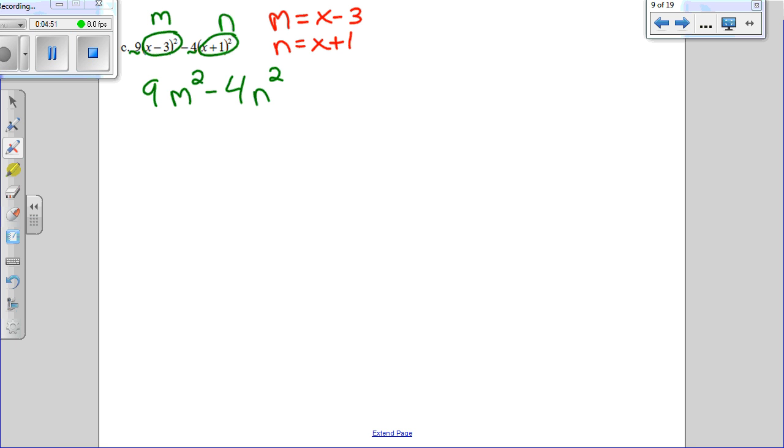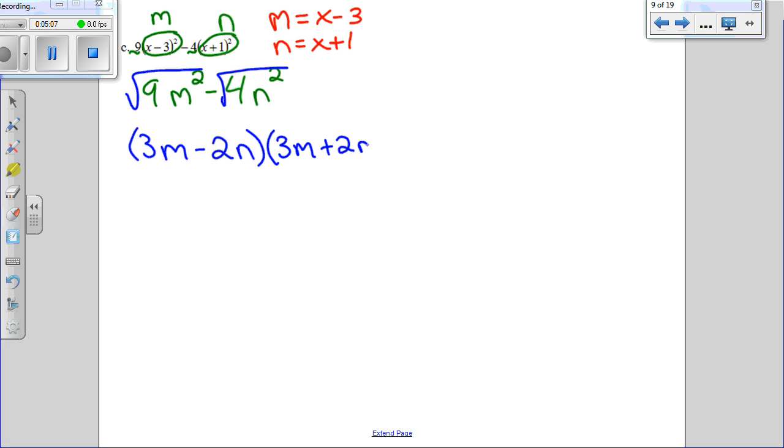The reason you do that replacement is to create a situation where you can difference of squares that. Squares, just square rooting everything. One's negative, one's positive.